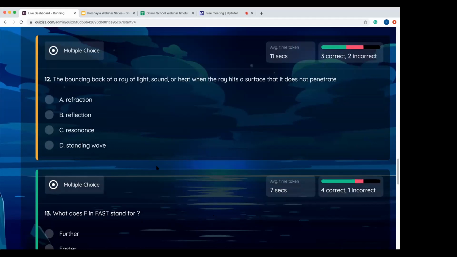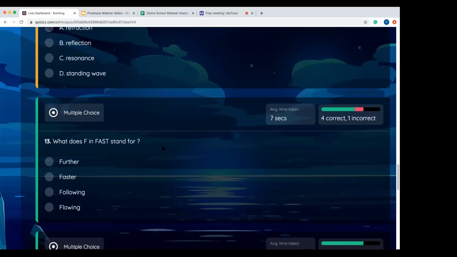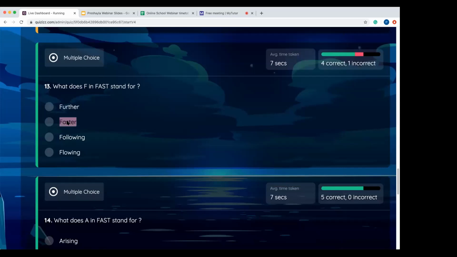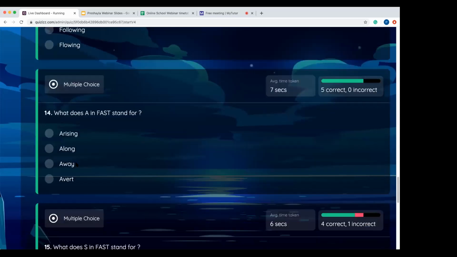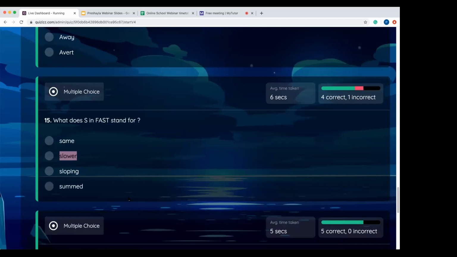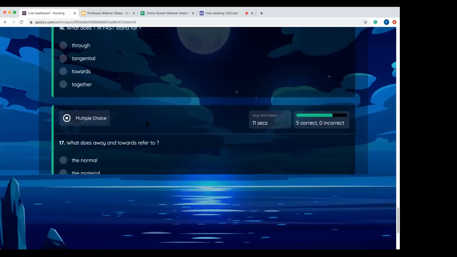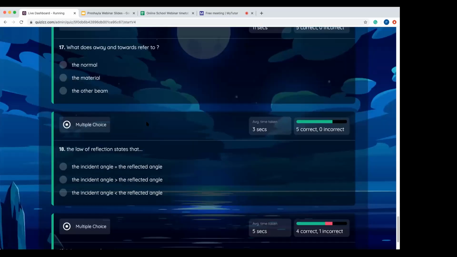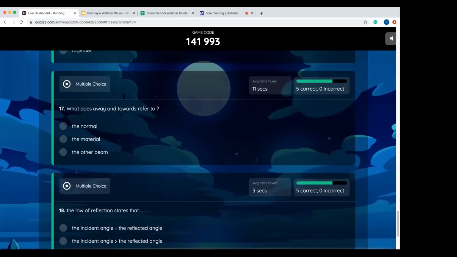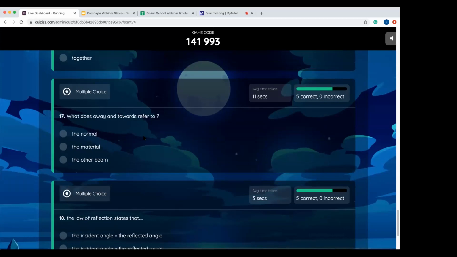Bouncing back of a ray of light, sound, or heat when the ray hits the surface that it does not penetrate is reflection. When it bounces back, that's reflection. What does the F in FAST stand for? Faster. A stands for away, S stands for slower, and T stands for towards. Okay, so well done. What does away and towards refer to? That's in relation to the normal.